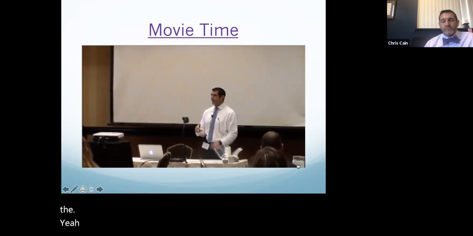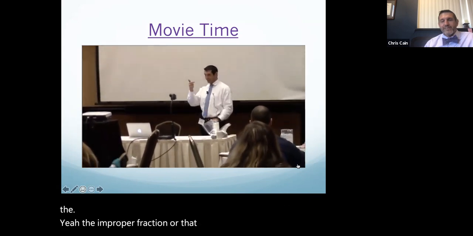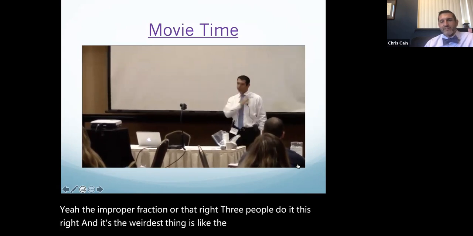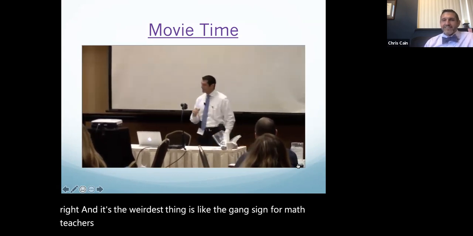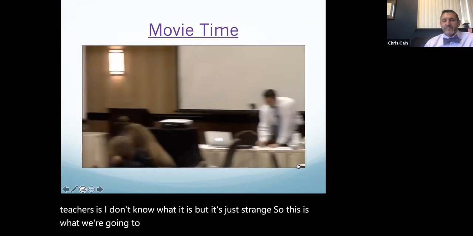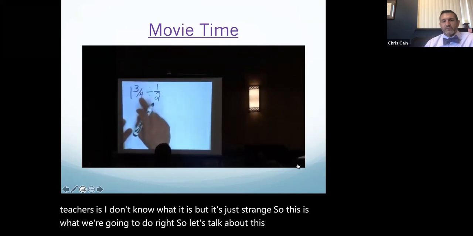improper fraction, right? And I saw 3 people do this, right? It's the weirdest thing. It's like the gang sign for math teachers. I don't know what it is, but it's just strange. So this is what we're going to do, right? So let's talk about this first: flip and multiply, and making it this improper fraction.